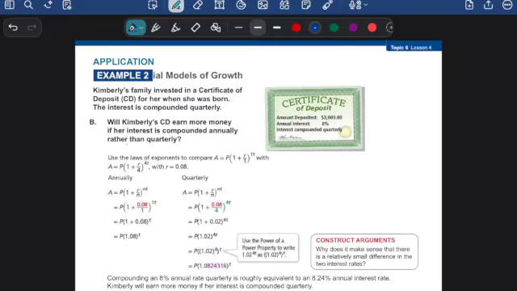Part B, will Kimberly's CD earn more money if her interest is compounded annually rather than quarterly? So now we're going to compare. We already did quarterly, where n equals 4. What about if n equals 1? So now we're just going to compare if n equals 1. So here's annual over here, and that means we're just dividing the interest rate, 0.08 divided by 1, so it stays. So here's our new formula, simplified, okay, versus that formula for quarterly, okay.